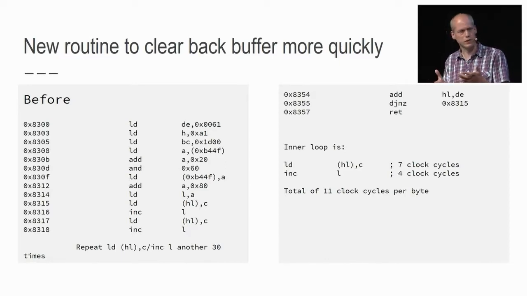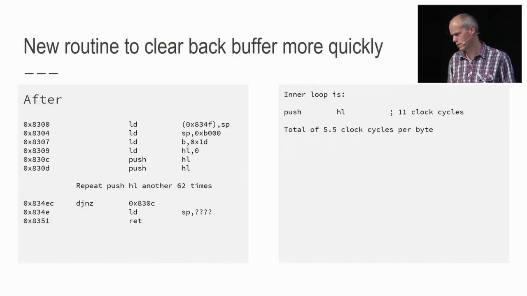So when you're optimizing, the important thing is to worry about your inner loops. And the inner loop for this was, as I say, just copying a byte of memory and then increasing the pointer. And that was taking 11 clock cycles per byte. The new routine that I wrote to replace it takes 11 clock cycles for 2 bytes. So it's twice as quick.